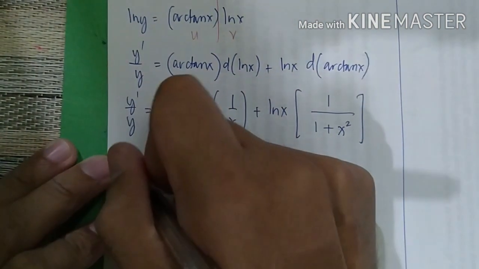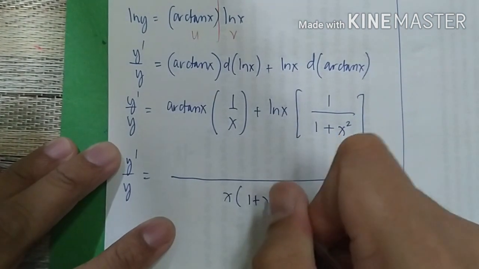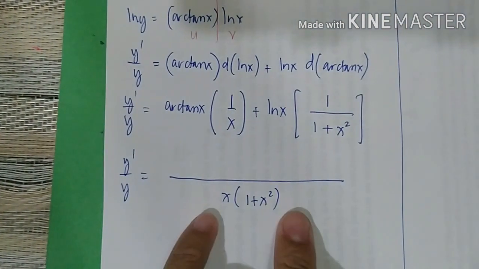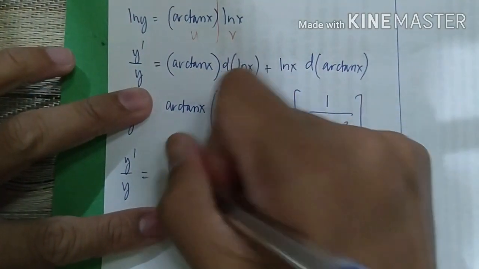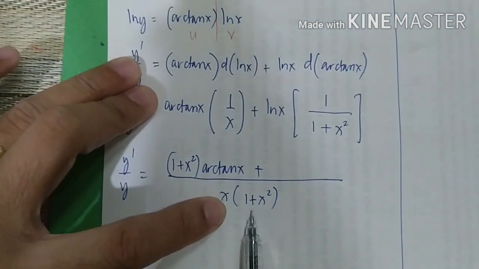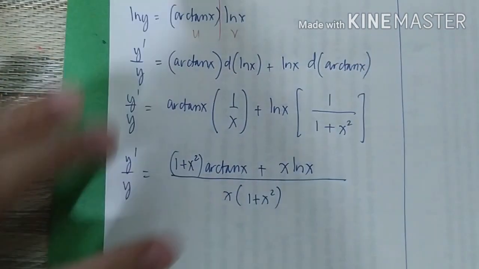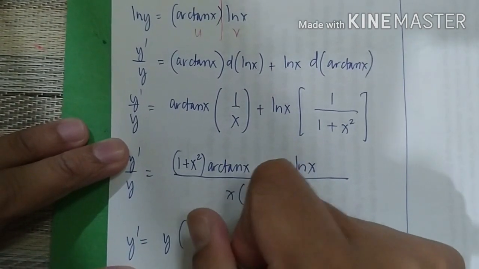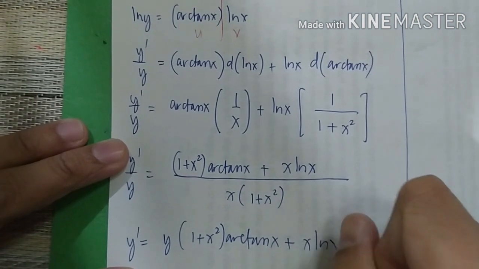So, simplifying that further, y prime over y is equal to, kasi di natin is x, tsaka 1, tsaka x squared. Ayan. x and 1 plus x squared. So, this divided by x is 1 plus x squared times arctangent of x is 1 plus x squared. Arctangent x plus this divided by your LCD is x times ln of x is x ln x. So, finally, y prime is equal to y times the quantity 1 plus x squared arctangent x plus x ln x.